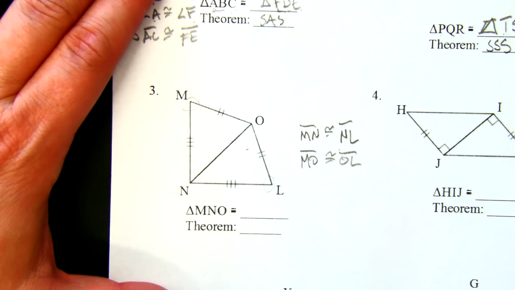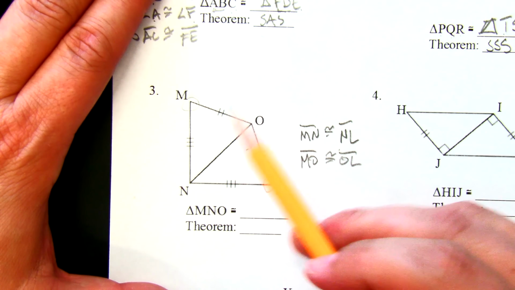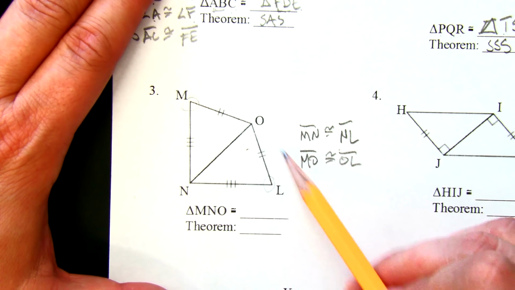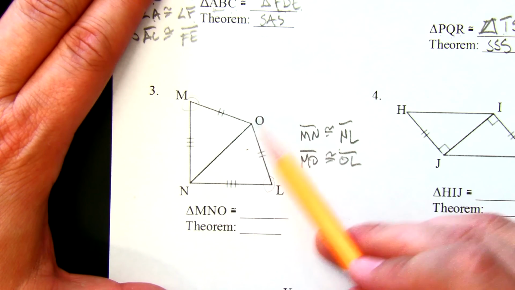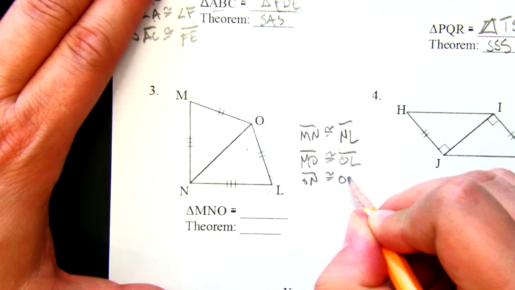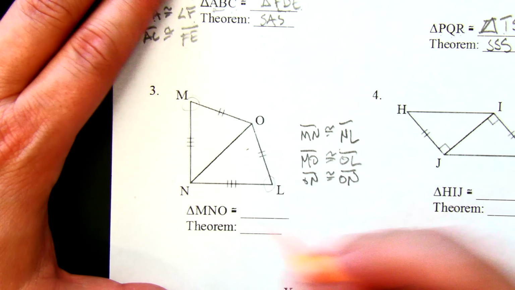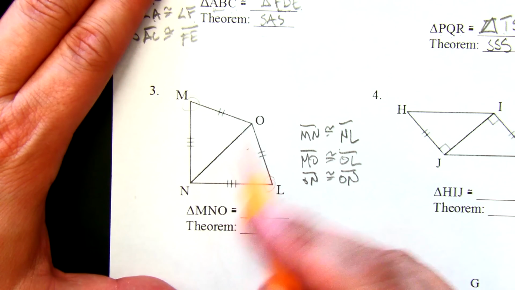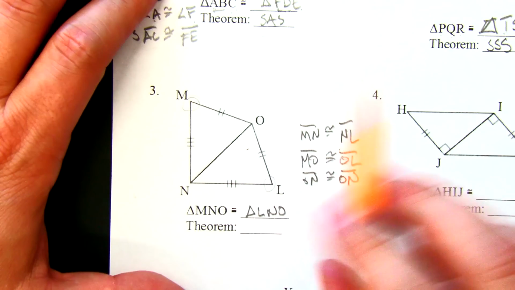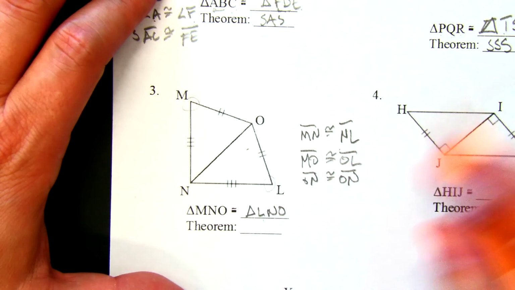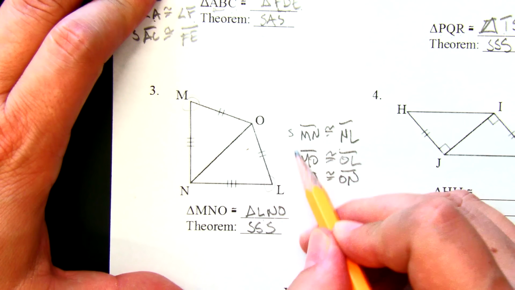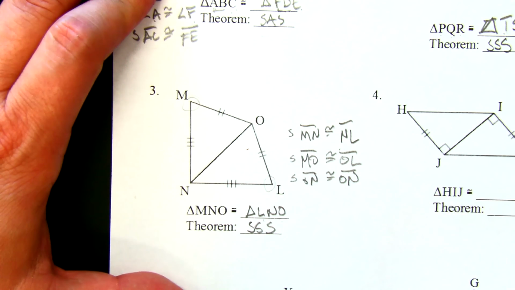What else could I use? Well, if it was side, side, side, I'd need the third side. So the third side of this top triangle would be ON. The third side of this bottom triangle would be ON. Oh, well, ON is definitely congruent to itself, right? It's the same size as itself. So MNO is going to go with LNO. And again, check it. Check to see if I've written it in the right order. You can do that on your own. The theorem is going to be side, side, side again, because I've got sides, I've got sides, I've got sides. Okay.